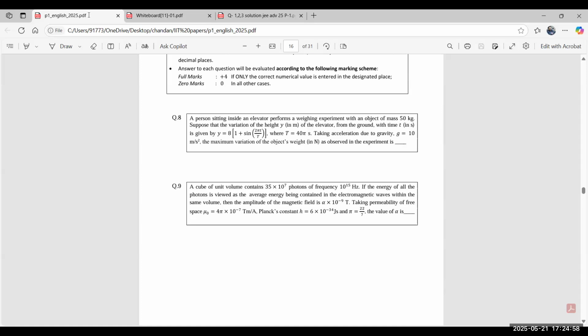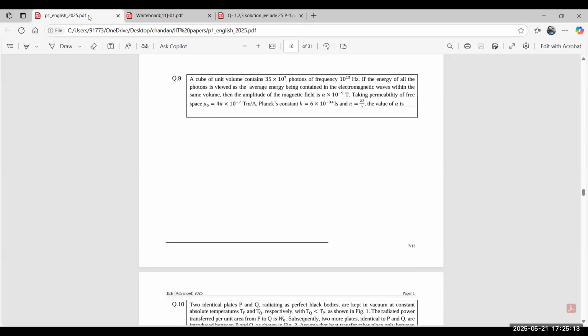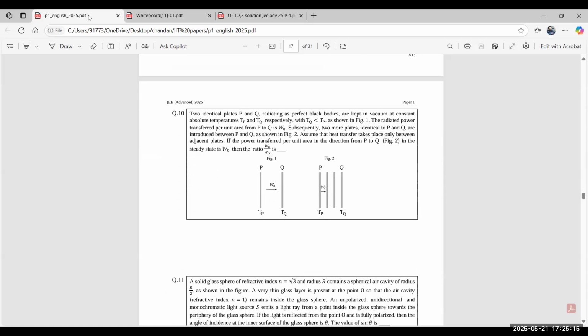Question 8 is pretty simple. The moment you read the question, you will realize that it's just the concept of the pseudo force method, and therefore I'll keep it easy only. It's not difficult at all. 9 is also easy, just calculation wise. It's challenging, but it's an easy question.